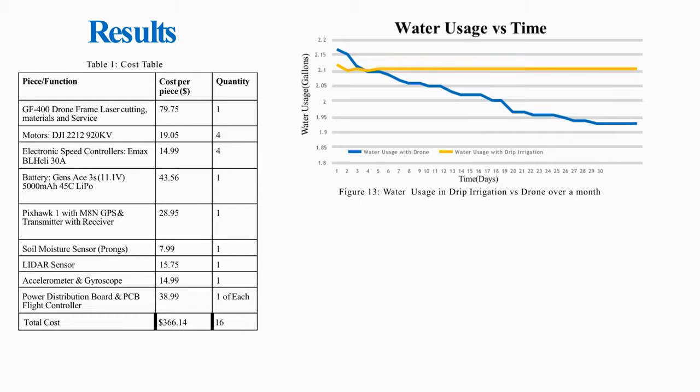So now we have this water usage over time. You can see water usage with the drip irrigation as it should be. It's controlled, it's consistent, no changes except a little bit in the beginning when we were calibrating the water pumps. And then the water usage with the drone is incrementally reducing. But this graph only tells us that water usage was reduced. There's no point in reducing water usage if plant health didn't increase or stay the same.